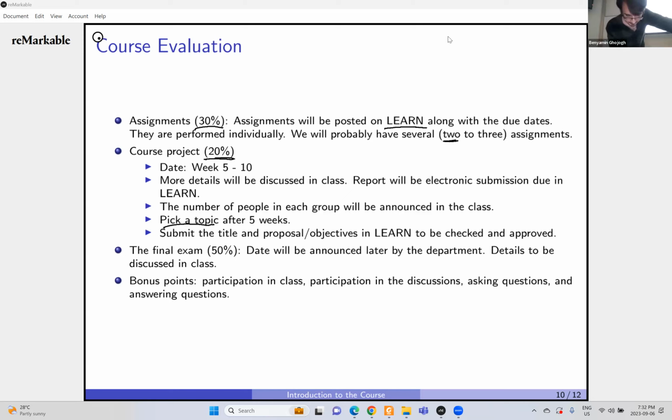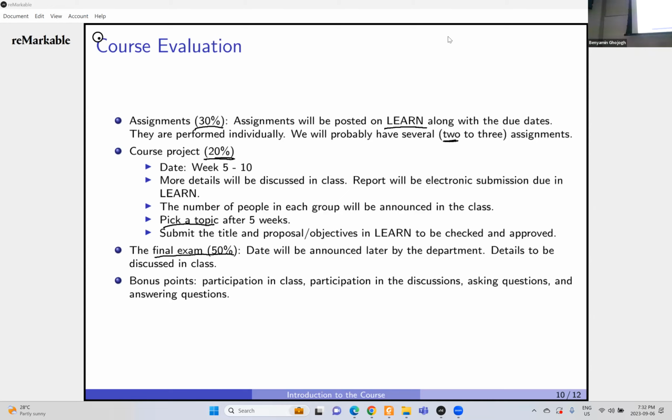And the final exam, 50%. This is not my choice. If it was my choice, I would have a midterm exam and I wouldn't have a final exam, but this is mandated by the department. The date will be announced by the department. Again, if they don't force me, there is an if.